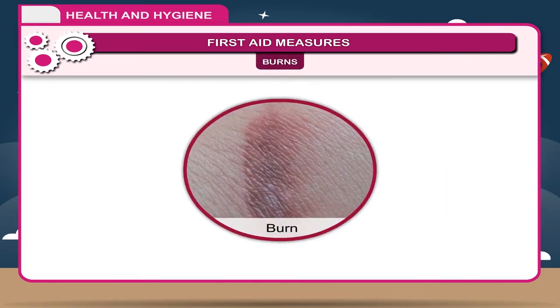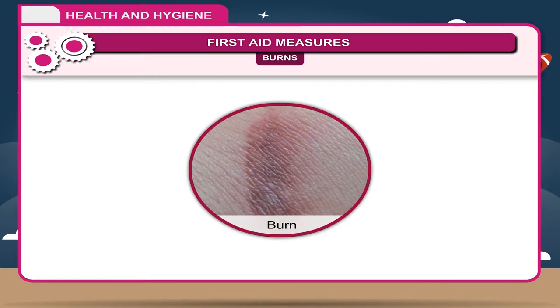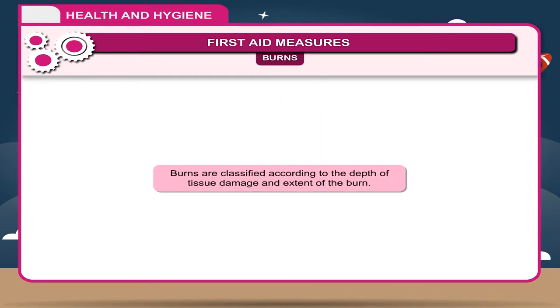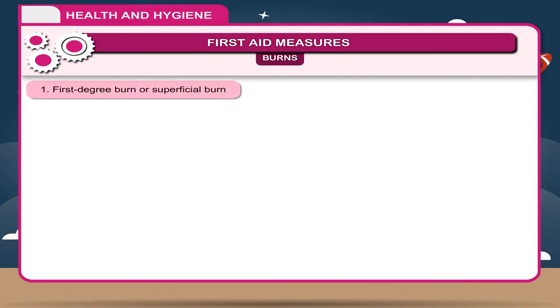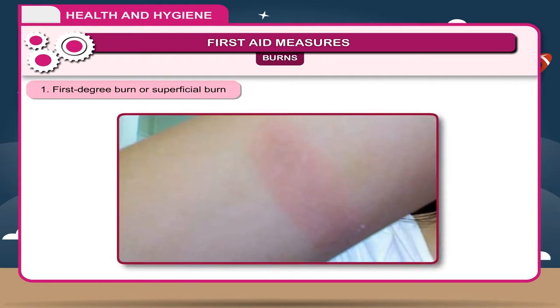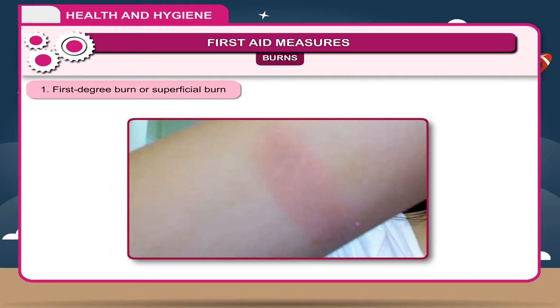Burns. A burn is an injury to the skin caused by exposure to fire, hot liquids or metals, etc. Burns are classified according to the depth of tissue damage and extent of the burn. 1. First-degree burn or superficial burn. It involves only the surface of the skin and is characterized by reddening.